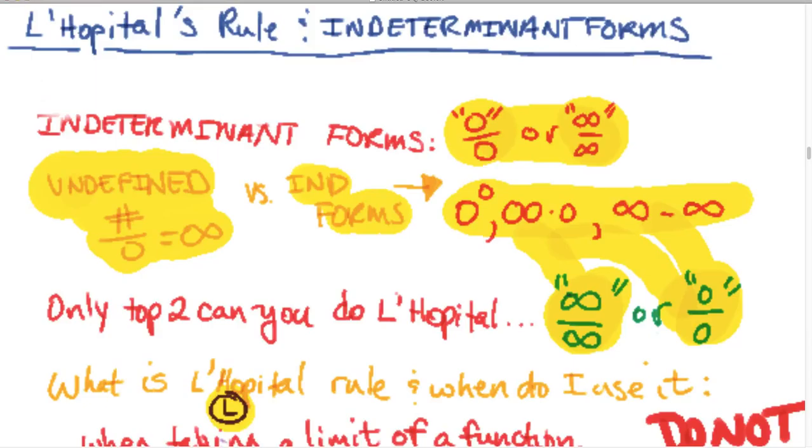Today we're going to be looking at some examples of L'Hopital's rules and indeterminate forms. Real quick recap, the two main indeterminate forms that we're concerned with that allow us to do L'Hopital's rule are the infinity over infinity or the 0 over 0. Any of these other ones you're going to have to rewrite to put them into one of those two forms.